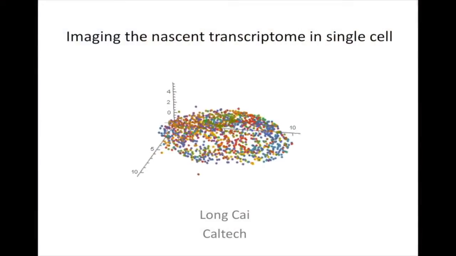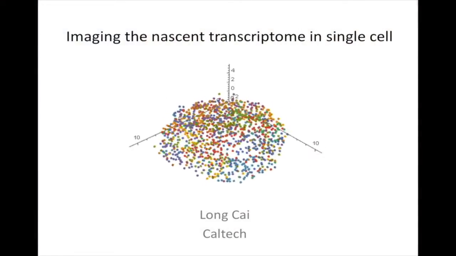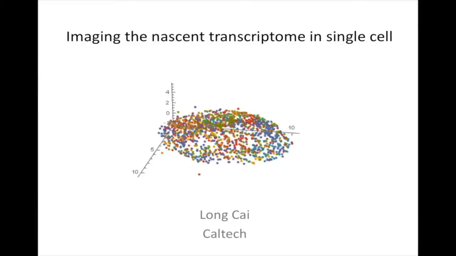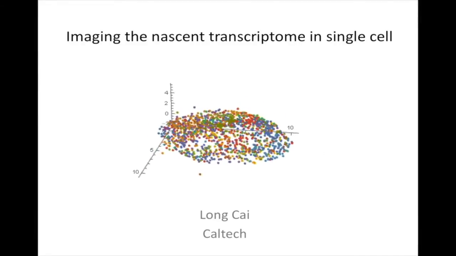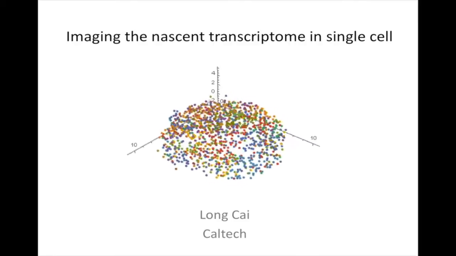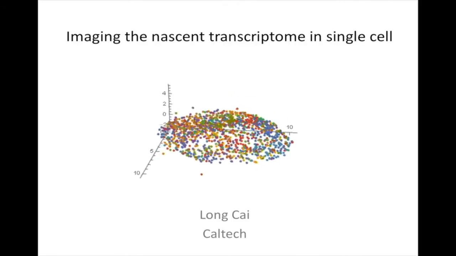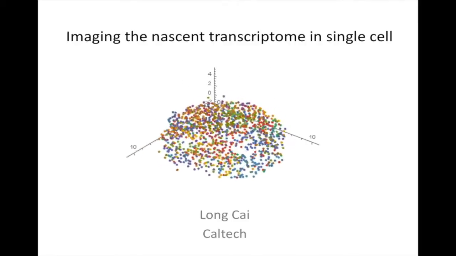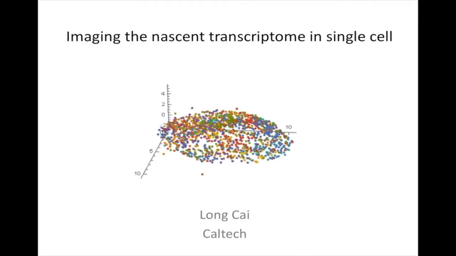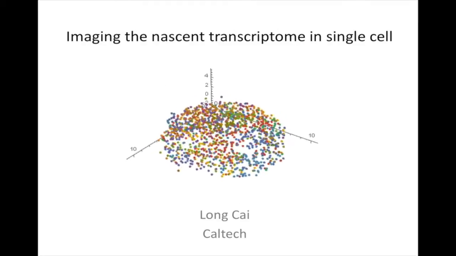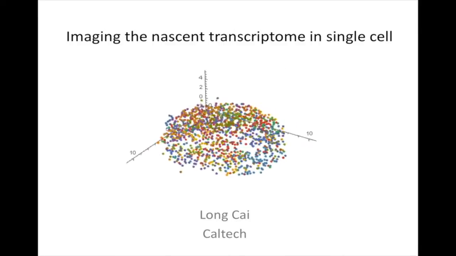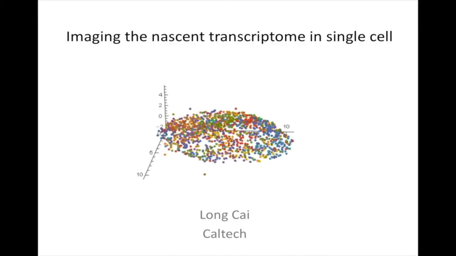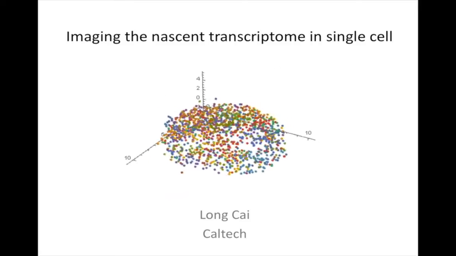Okay, so what we're looking at here is in a single nucleus, we're looking at over 10,000 transcription active sites painted. Each one of these dots corresponds to an individual active site. We know exactly what the active site is. And so this is actually looking at the nascent transcriptome of the cell. Everything I'm going to show you is done on a commercial confocal microscope. So no fancy optics. So how do we do this?